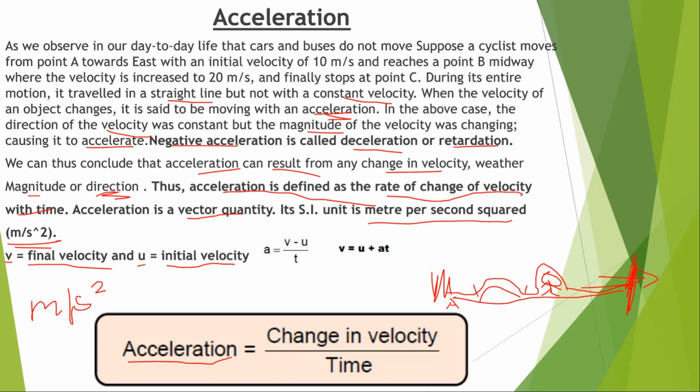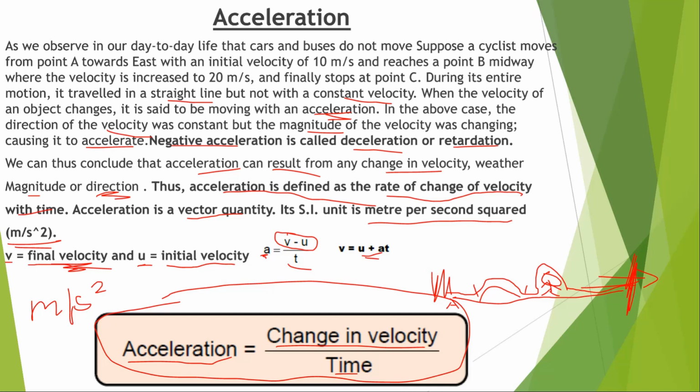Acceleration is equal to change in velocity upon time. So now this is simplified. Acceleration is A. Change in velocity is final velocity minus initial velocity. Final velocity, as I told you, is V and initial is U. So we take V minus U, and time is T. From this we can even find the velocity, that is V is equal to U plus AT.